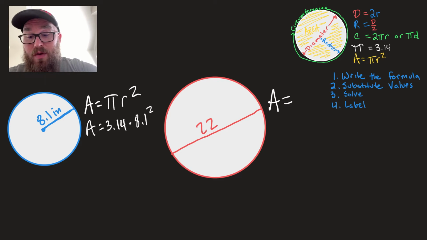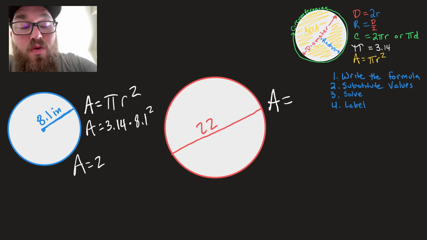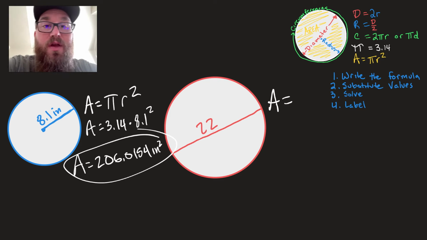All right, so simply I'm doing 8.1 squared, and then I'm doing 3.14 times that answer, and I typed that wrong in mine, 3.14 times 8.1 squared. So I get an area of 206.0154 inches squared. What was the answer for that one?